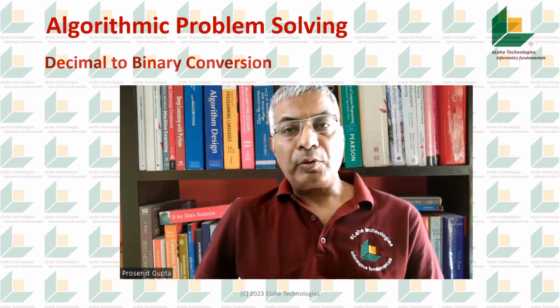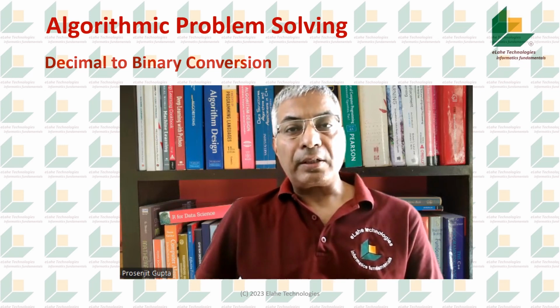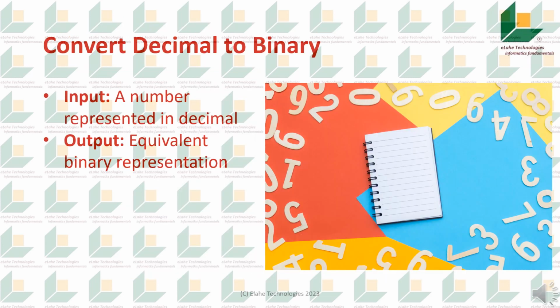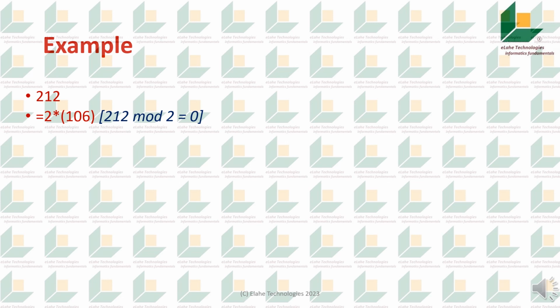In this session, we would like to consider the following problem. We are given a representation of a number in the decimal form and we would like to convert it to an equivalent binary representation. The input to the problem is a number represented in decimal. The output is the equivalent representation in binary. Let us consider the decimal number 212.